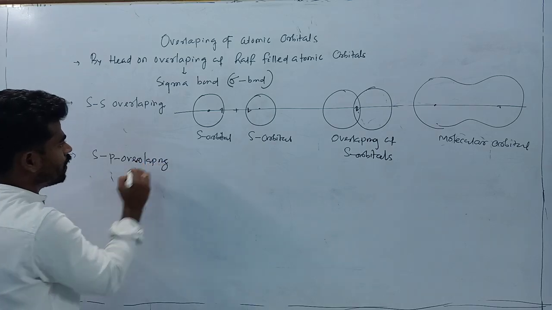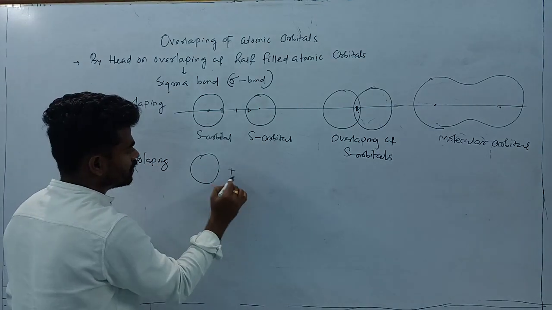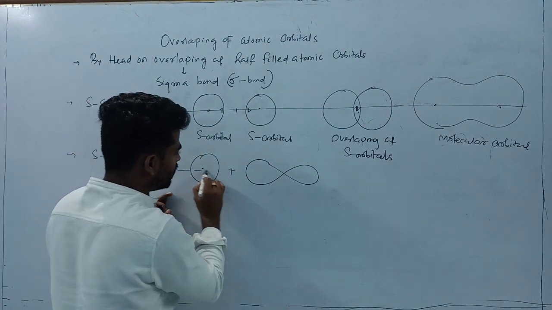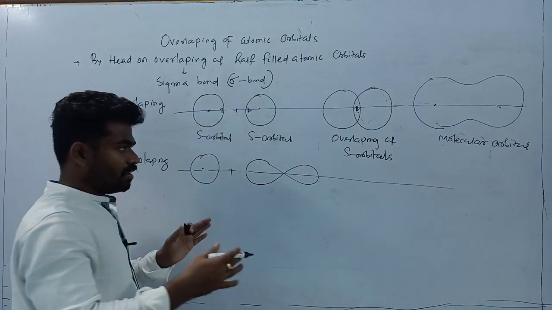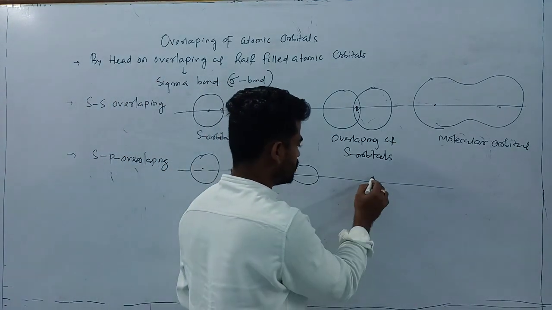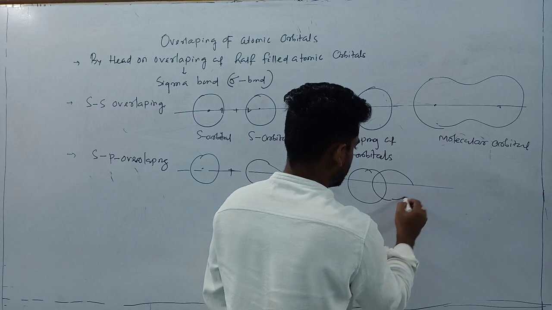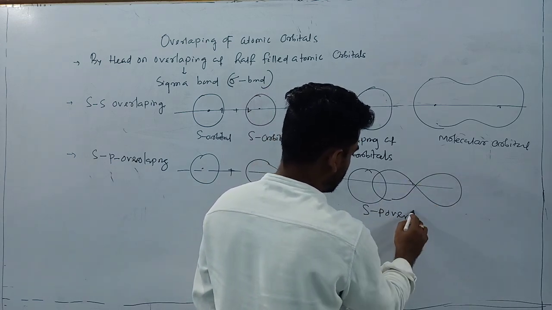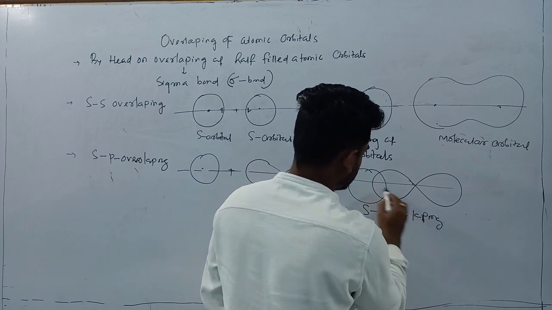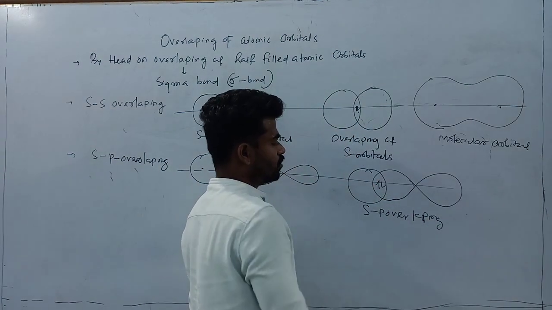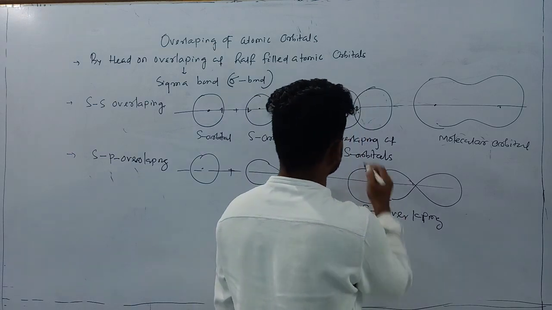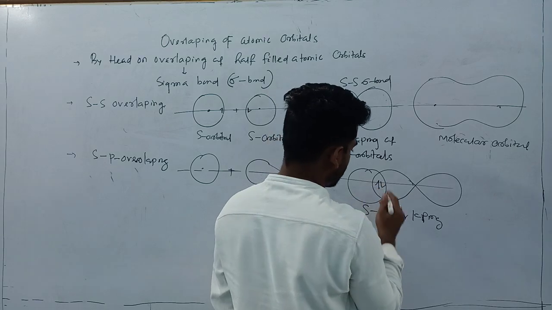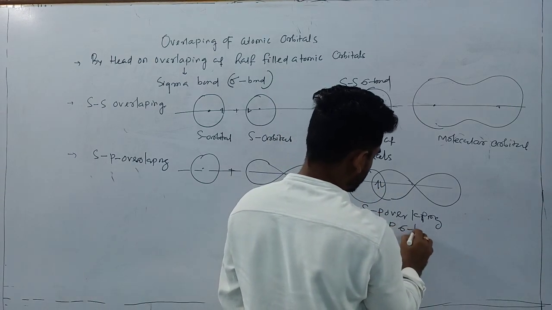Next, the second type that I have told you, sp overlapping. One s orbital, then one p orbital, in the same orientation along the same internuclear axis, you see. Then head-on overlapping is possible over here. This is s and this one is p. This is sp overlapping, and electrons are present at the overlapping region. This is an sp sigma bond, you can see here. This one is called an ss sigma bond, and here this sigma bond is known as an sp sigma bond.